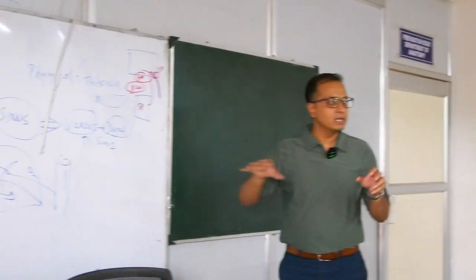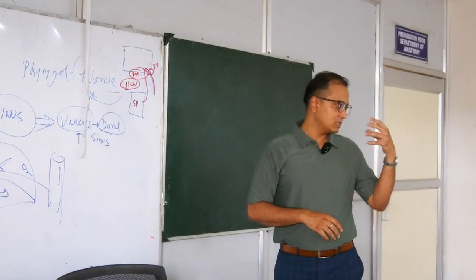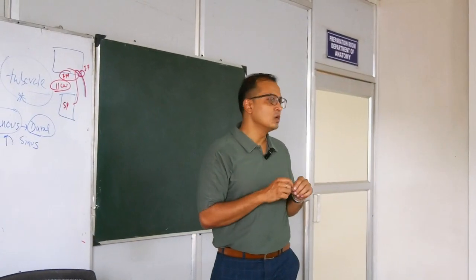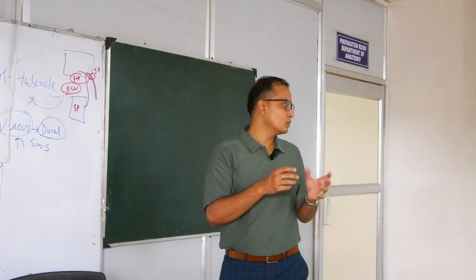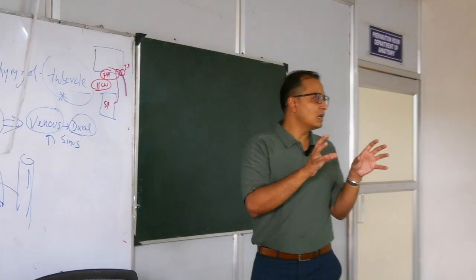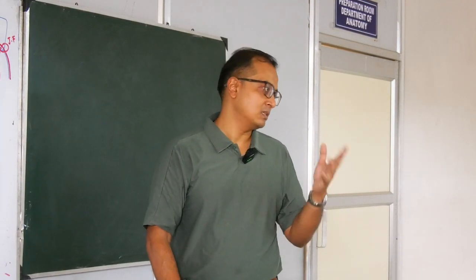And these sinuses unite and run in different directions. We call them superior sagittal sinus, inferior sagittal sinus, transverse sinus, sigmoid sinus, petrosal sinus. There are several sinuses, including the cavernous sinus. So these are the venous channels present within the brain, which transmit the deoxygenated blood coming from the cerebrum, cerebellum, etc.